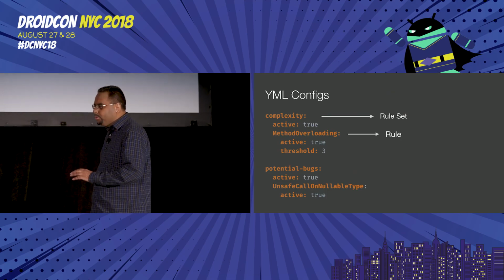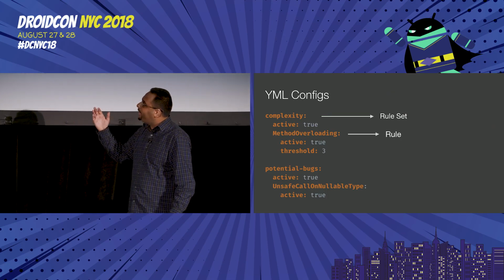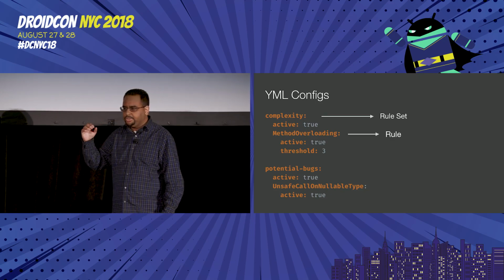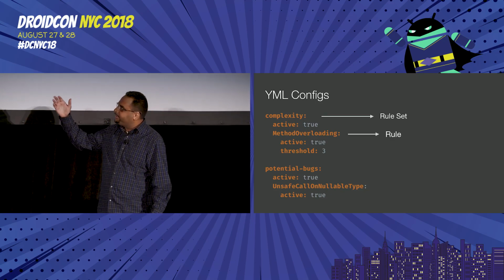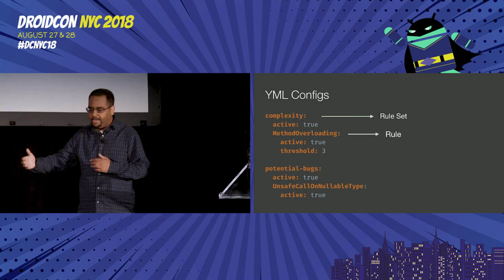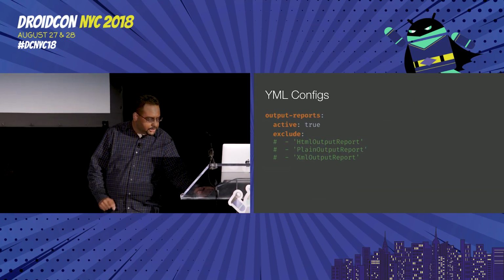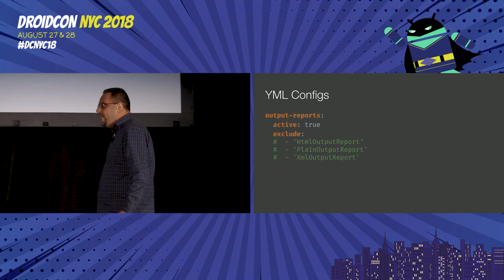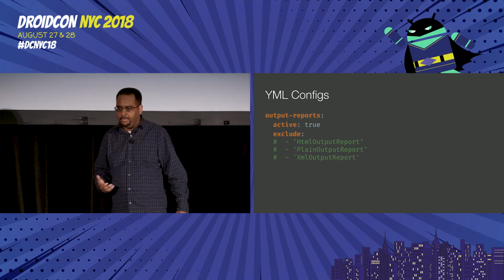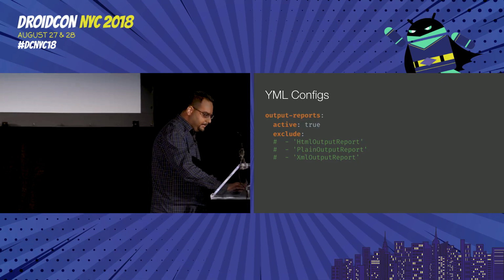Detekt has many rule sets that you could turn on and off. So over here, I'm specifying the rule sets and rules that I want to turn on, and I could also configure at a granular level, like a threshold, which is a limit, right? Some rules you could pass in a regex, etc. In addition, I could specify where I want to output my report when Detekt runs, and what type it's going to be: HTML, XML, or plain.